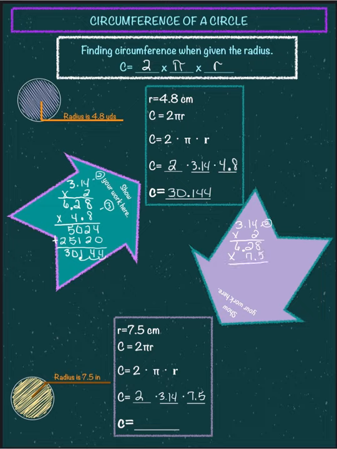We have 6 28/100, and then we're going to multiply it by our 7 5/10. This time we're going to have 3 decimal places in our answer. We're going to do our multiplication. And we have 47 1/10 centimeters.